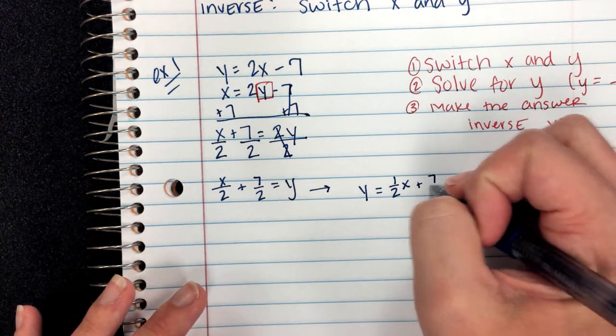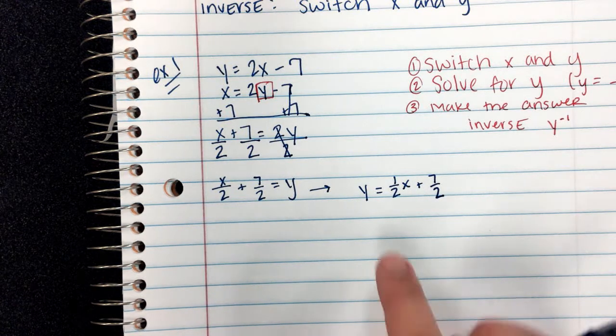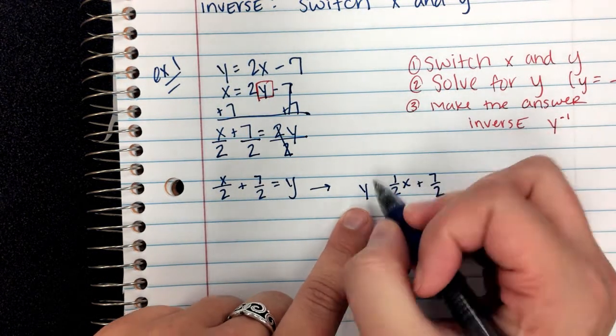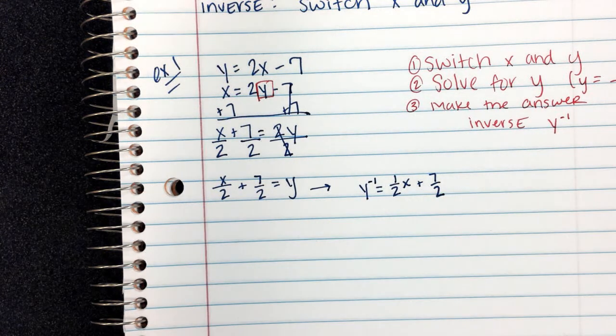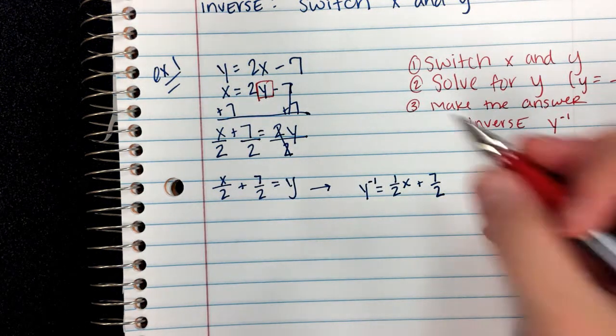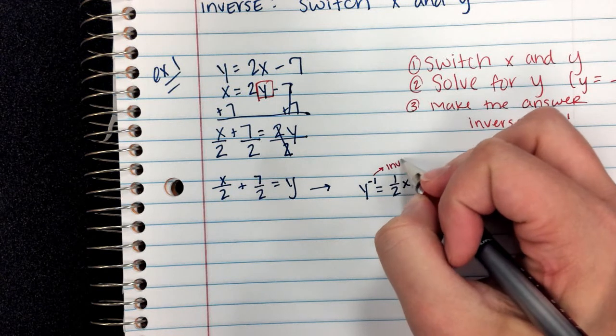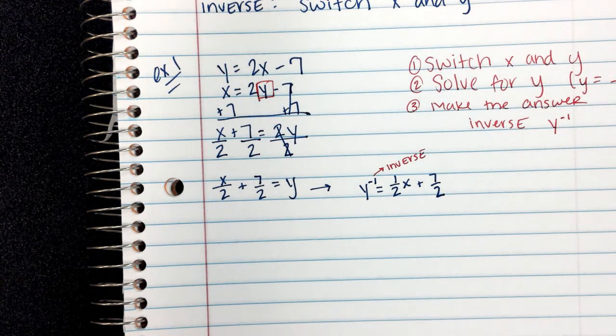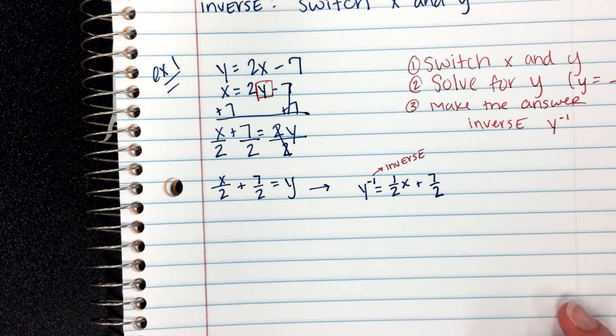Plus 7/2. Now, how do I tell somebody this is an inverse? This y has to have an itty-bitty negative 1. This negative 1 means inverse. And that would be my answer. Okay? We'll go do 2 more.